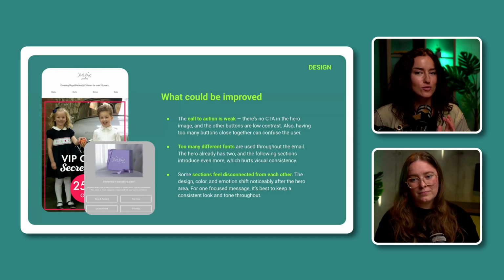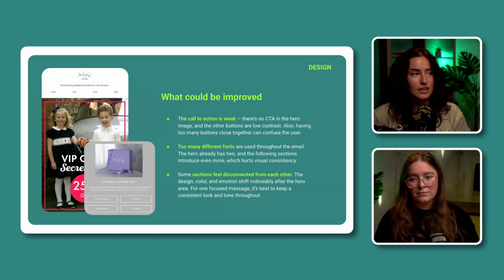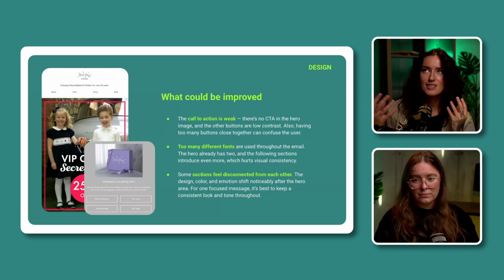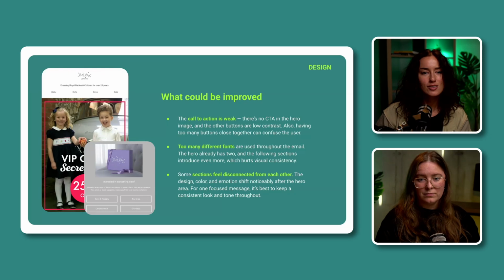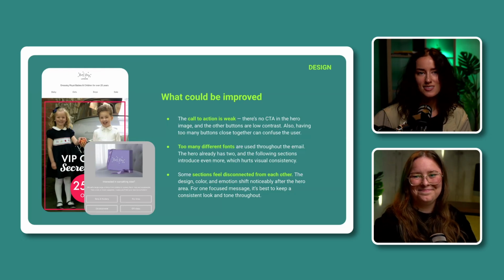And also the disconnect between sections. So the hero has one mood. It's elegant, emotionally warm, but as we scroll down, the design, color, and tone start to shift a little bit. So some parts feel like they could belong to a different campaign entirely. For a single topic or promotion, it's best to keep the entire email visually and emotionally cohesive. This way, the reader experiences it as one story, not several stitched together. So that would be my few comments.